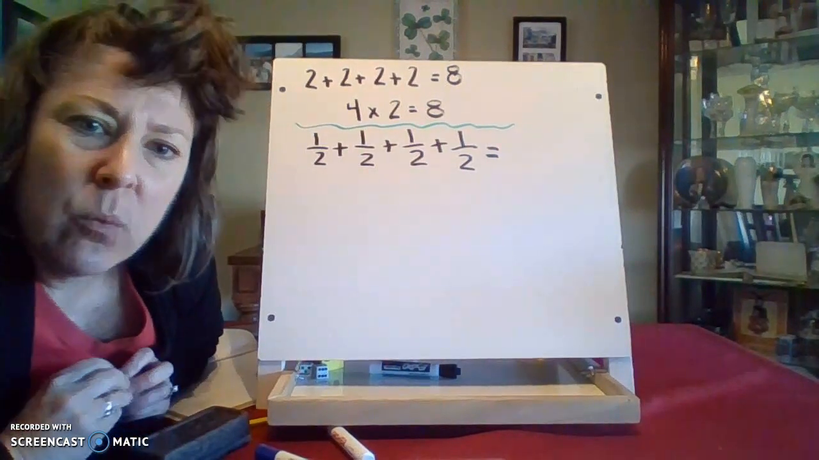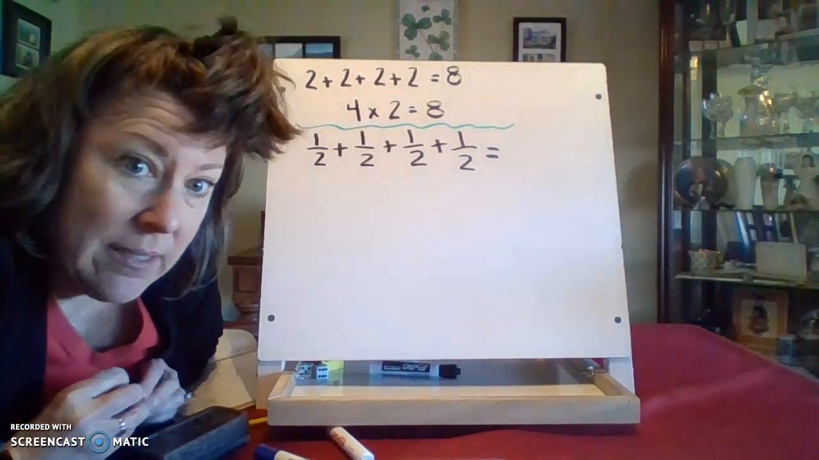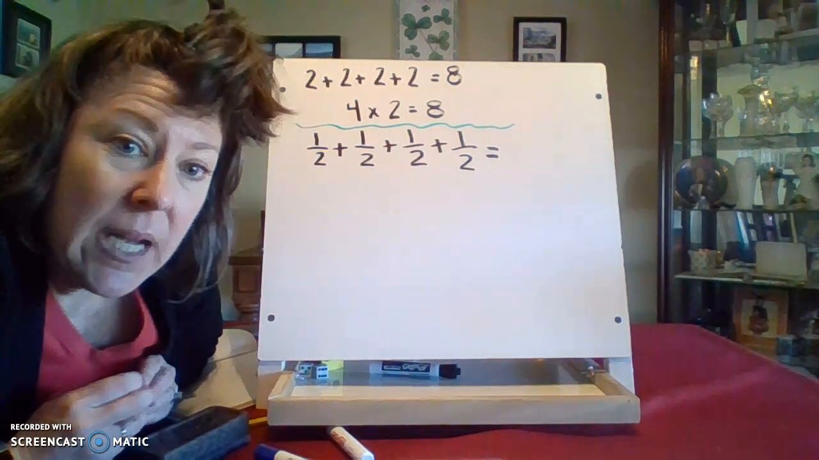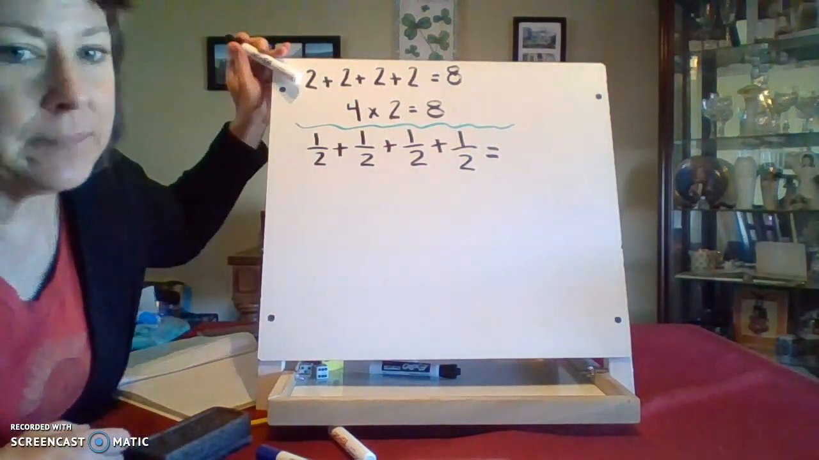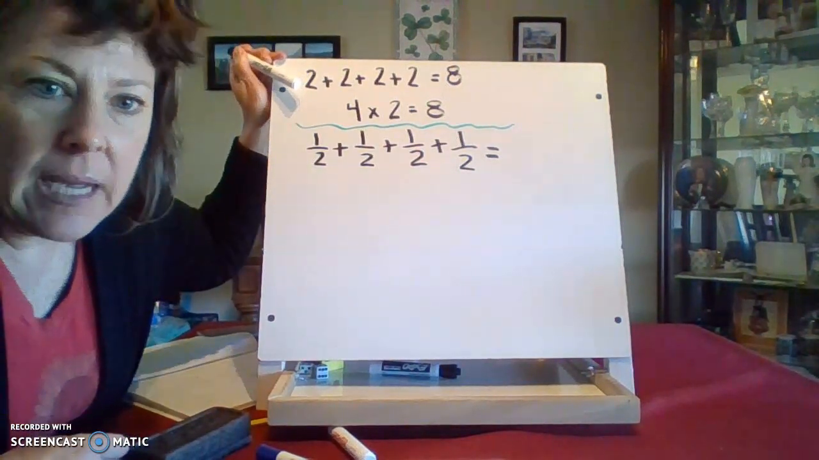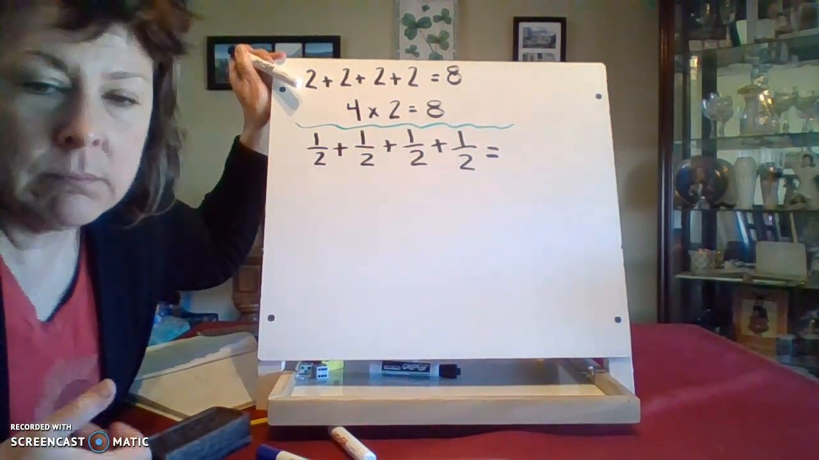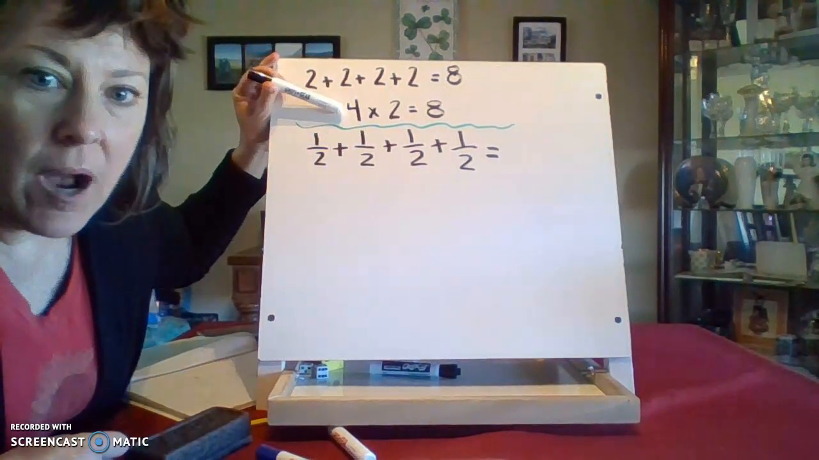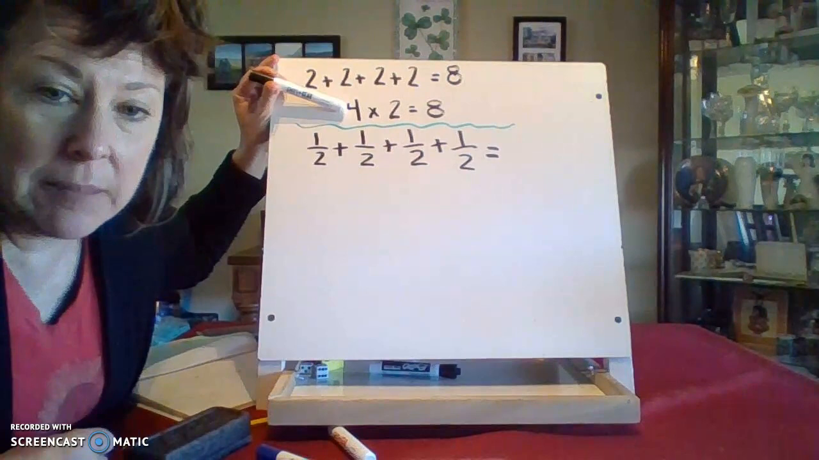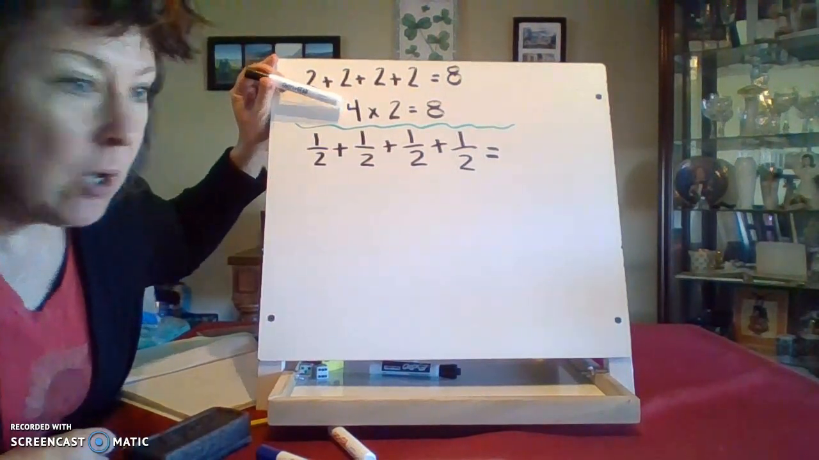So just a reminder, we know that repeated addition is a shortcut for multiplication. So in my top number sentence, I know that 2 plus 2 plus 2 plus 2 equals 8. I know that 4 of the 2's, or 4 times 2, equals 8.